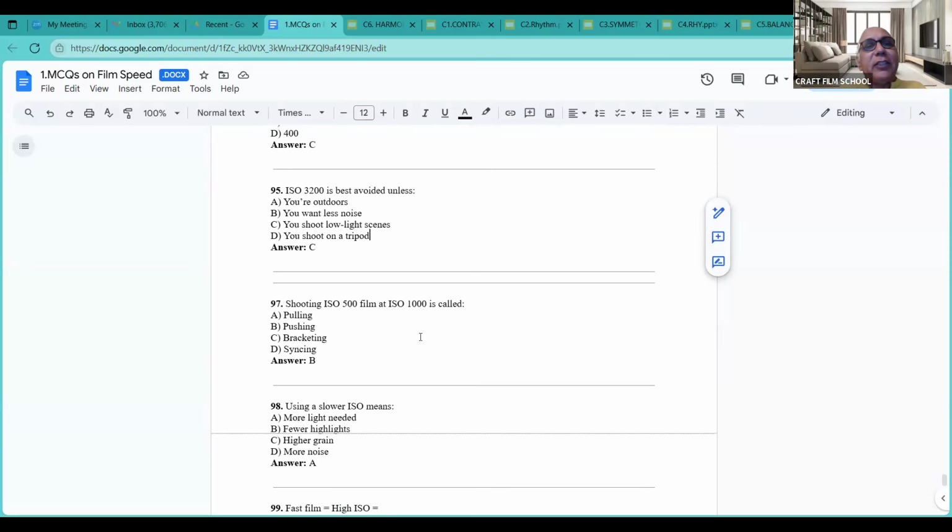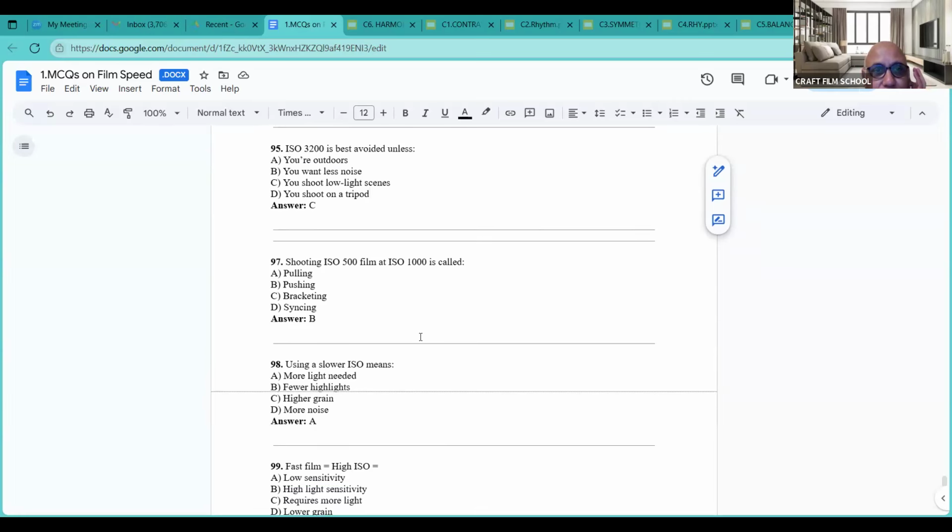ISO 320 is best avoided unless you are outdoors. Outdoors there is too much light, so I don't need it. You want less noise. Everybody wants less noise. Why would noise be required in the image? Nobody wants the image to be noisy. You want low light scenes. When you really want a very, very dim light situation, obviously 320 ASA would be required. Do you shoot on a tripod? No. I can shoot without a tripod also.